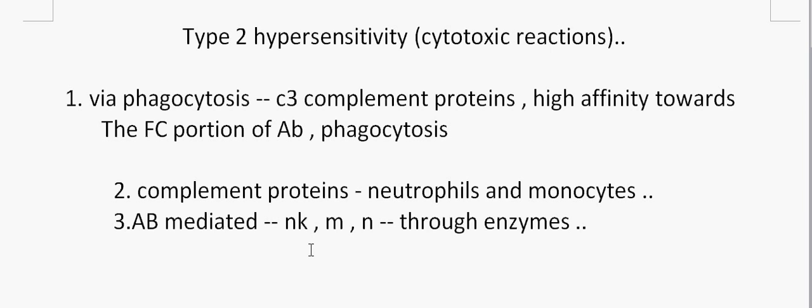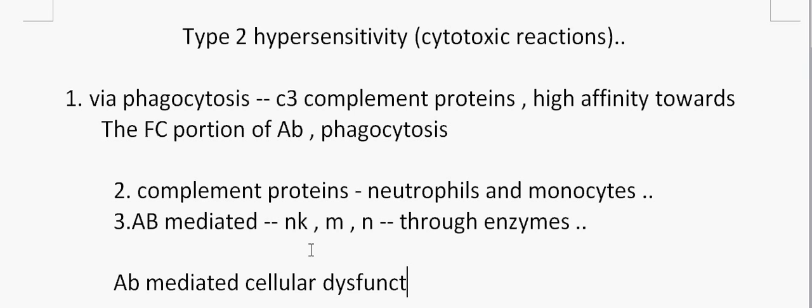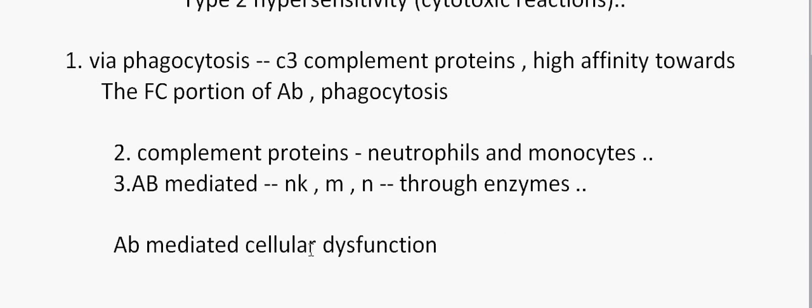There is another reaction that is very specific, and this is antibody mediated cellular dysfunction. So we'll write antibody mediated cellular dysfunction. So this also undergoes similar process, but here the antibody does not cause harm to the cell but changes the function of the cell. So there's no harm to the cell, but the function of the cell is altered because the antibody is now affecting the receptor zones of the particular cells. Example, we have a classic example in Graves' disease and Myasthenia gravis.